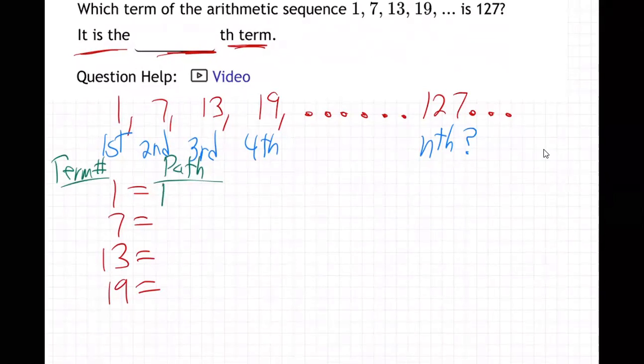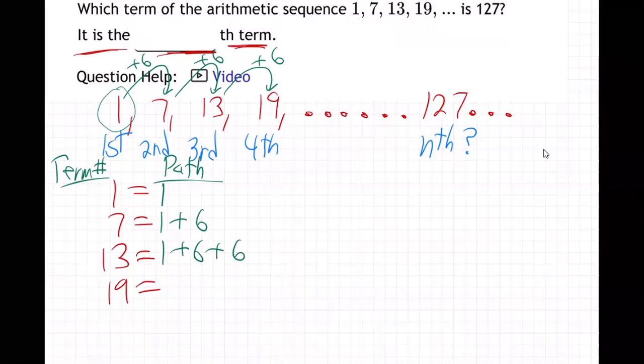So the first one is just a 1. There's no path to that. That's just where we started. The next one, what are we doing every time from term to term in this sequence? We're adding 6, aren't we? So the path to get to the 7 was we started with 1 and we added 6. The path to get to the 13 is we started with 1 and we added 6 twice. The path to get to the 19 is we started with 1 and we added 6 three times, etc.